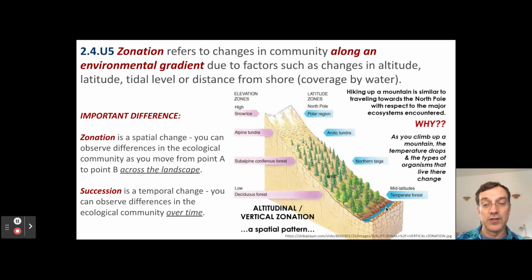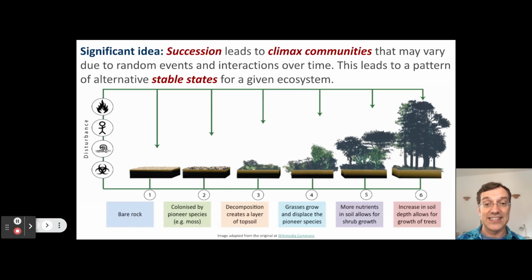We see a very similar change as we move from the equator to the poles as the light and temperature inputs change. All of these communities, even though they're different in composition, exist at the same time. So it's just a change along the landscape. Whereas succession is a change in the communities of organisms over time. So zonation is spatial, succession is based on time.